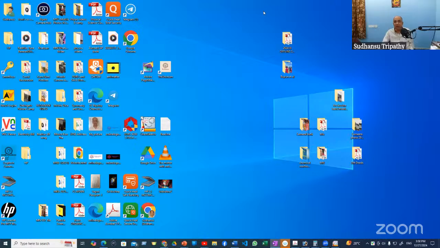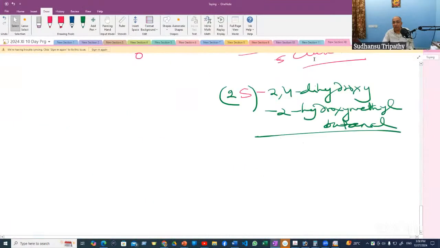No, no, no, you have to keep any complex branch in between parentheses. Even if it is hydroxymethyl you have to put it inside parenthesis, it is a complex branch.